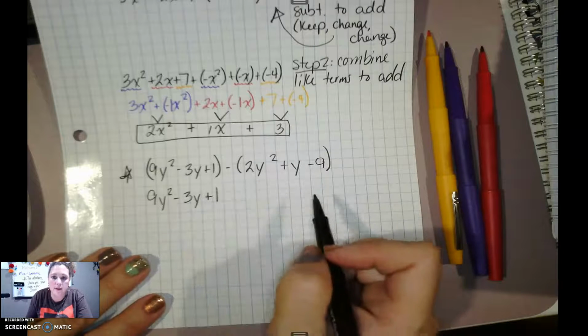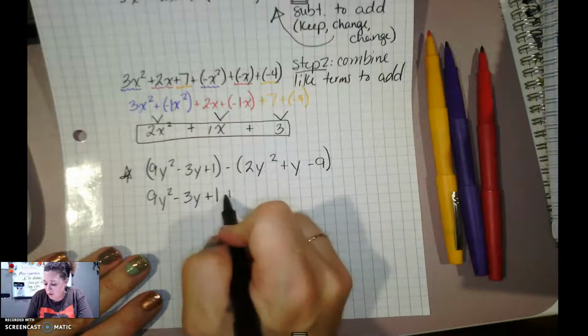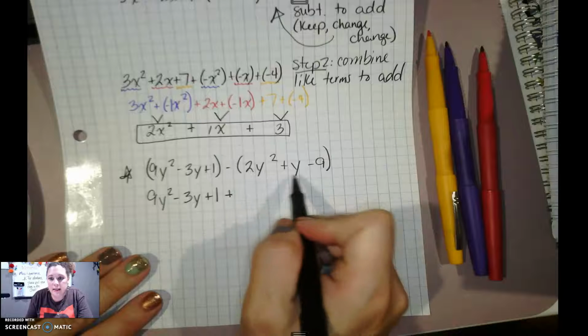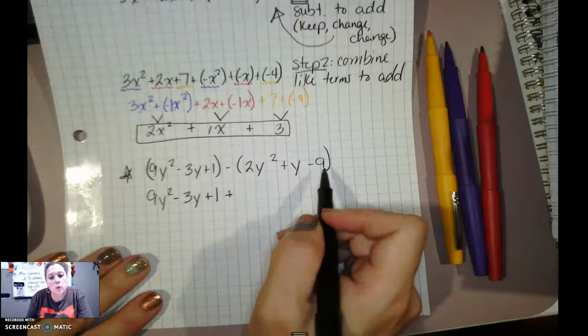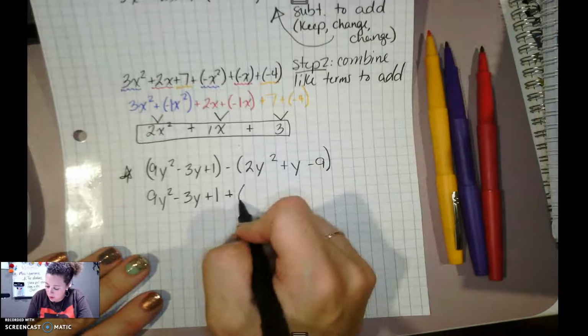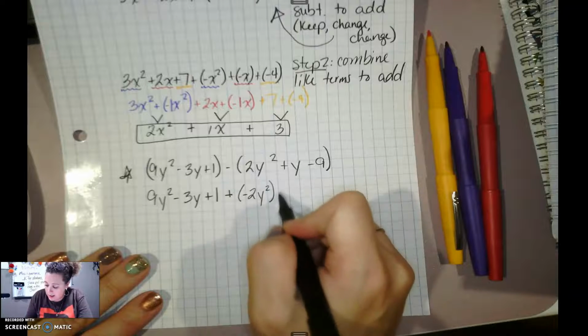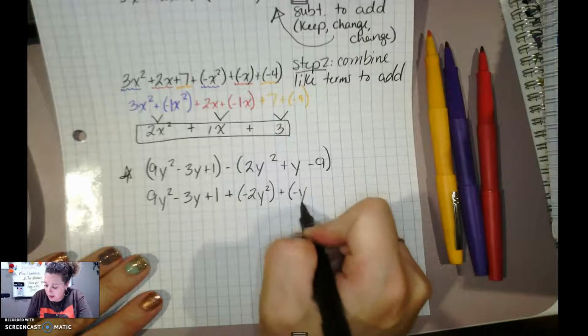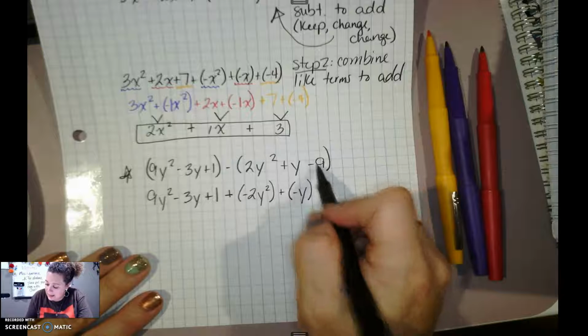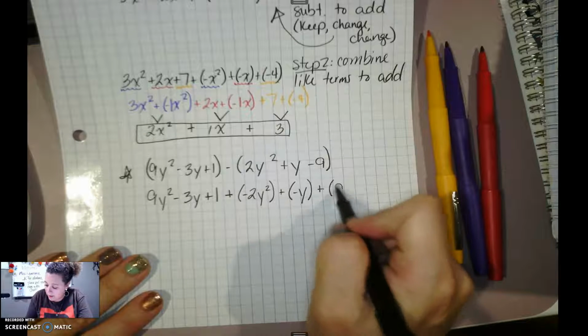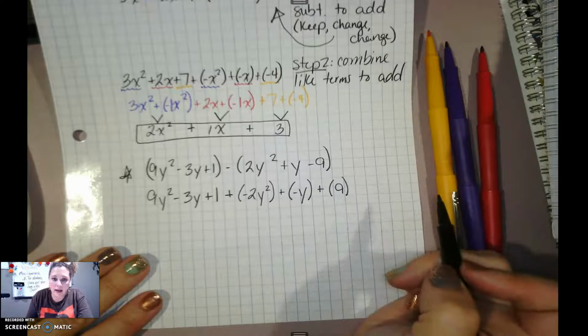I'm just going to get rid of the parentheses. I'm going to change my subtraction to a plus, and everything inside the second set of parentheses is going to get swapped to its opposite. So that means it's going to become negative 2y squared. This positive y is now going to be a negative y. And this negative 9, he's now upgraded to a positive 9.